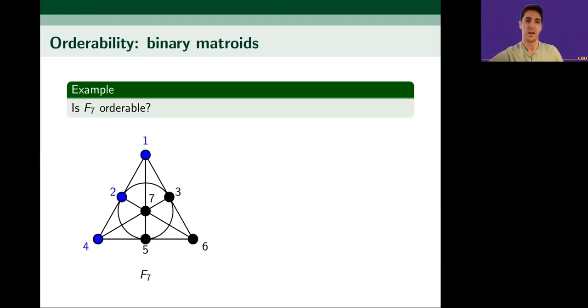So let's see. Along the left side here, we've got this 3-element circuit 1, 2, 4. And the nice thing about 3-element circuits is there's only one way to order them. No matter what I do with the rest of this matroid, this circuit is ordered 1, 2, 4. It's the same as 2, 1, 4. It's the same as 4, 1, 2. All three of these elements are adjacent to each other. It's the only way to do it.